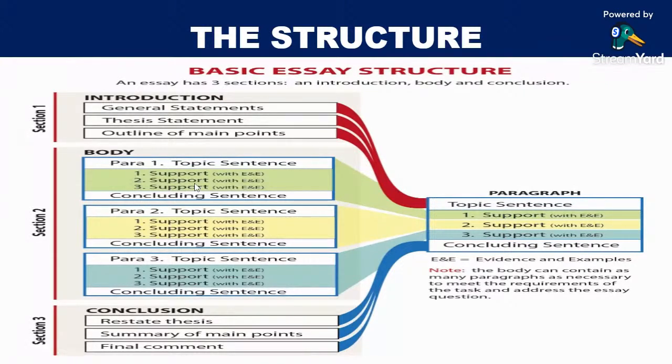Take note of the fact that each paragraph will discuss one main point, and it's ideal to begin each paragraph with a topic sentence, which gives the main point you want to discuss in that paragraph. Then you use sentences 1, 2, and 3, as the case may be, to support your topic sentence. In the conclusion, you restate your thesis, summarize the main points, or just make a final comment.